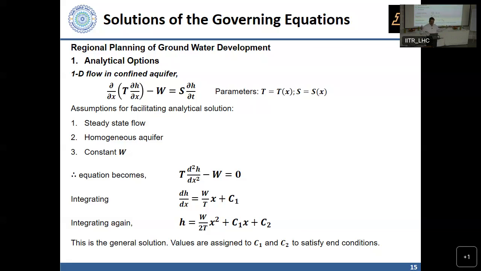So at two locations, we need two end conditions. We need two more pieces of information which allow us to specify what the form of this solution is going to be. And those end conditions are going to determine what C1 and C2 are going to be.